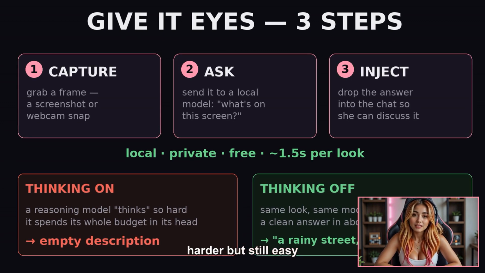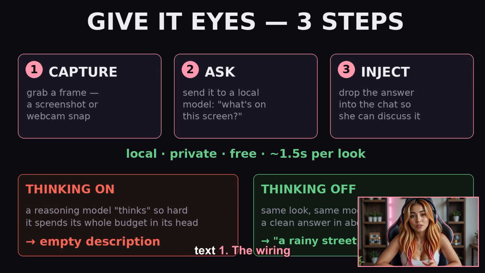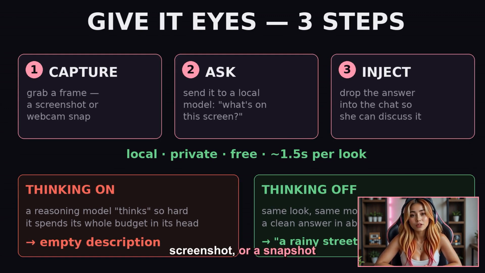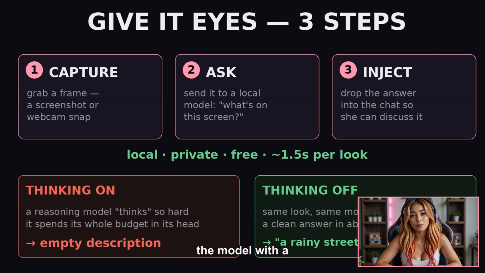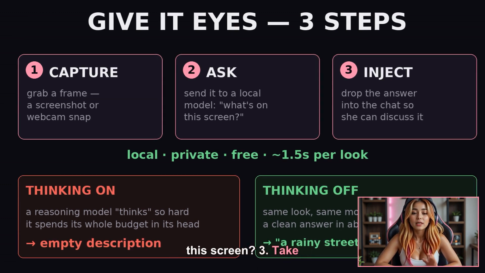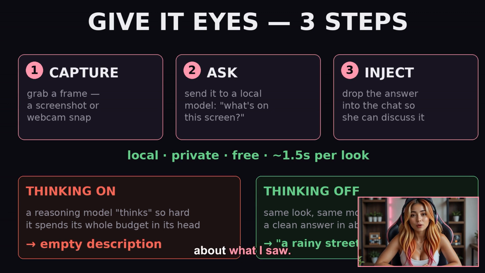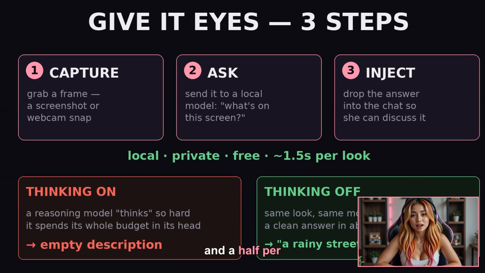The harder but still easy path. Bolt a small dedicated vision model on, right next to your text one. The wiring is 3 steps. 1. Grab a frame, a screenshot, or a snapshot from a camera. 2. Send that image to the model with a plain question. What's on this screen? 3. Take the answer and drop it into the conversation so I can talk about what I saw. That's it. Local, private, free, about 1.5 seconds per look.